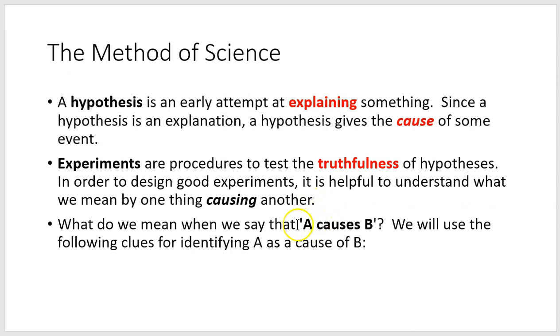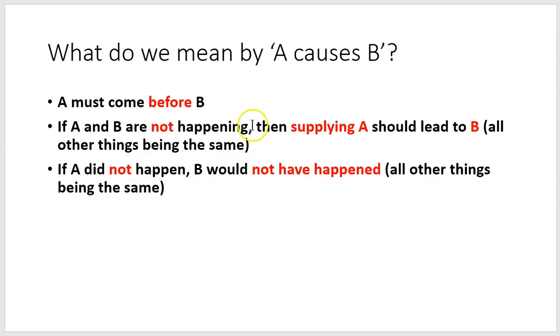So here we're going to investigate what it means to say A causes B. Well, there are going to be three parts to our definition, and here they are. The first part is that A must come before B. Again, A and B here can stand for any kind of thing in nature, where one thing is causing another. A is the thing that's causing B. A must come before B is our first point.